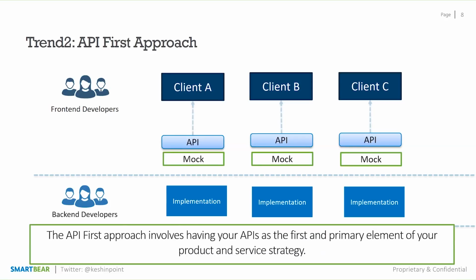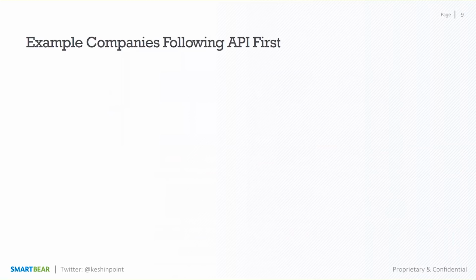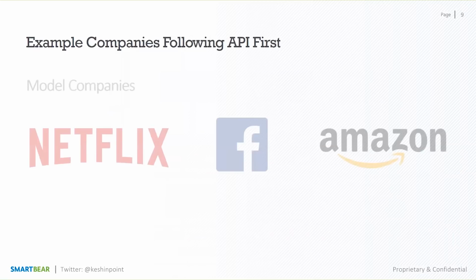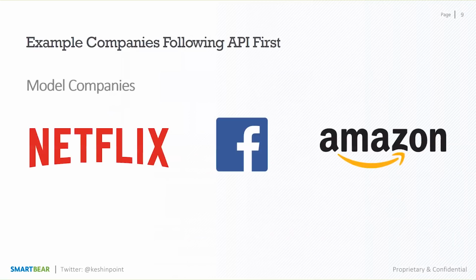So in the API first approach, APIs are the primary elements of your product and service strategy. And this is actually a real-life use case. We see companies like Netflix, Facebook, Amazon all adopting APIs as a primary change agent within the organization to accelerate development and push features and new updates faster to market.